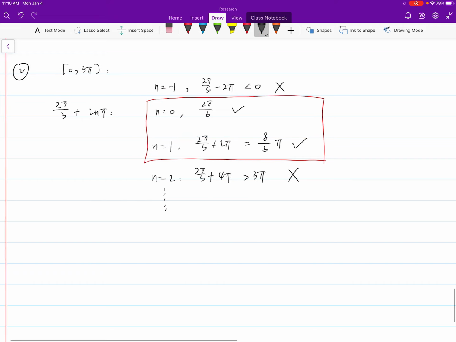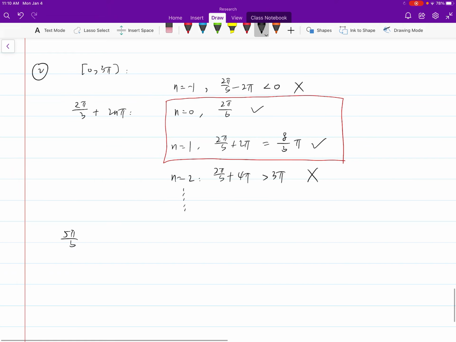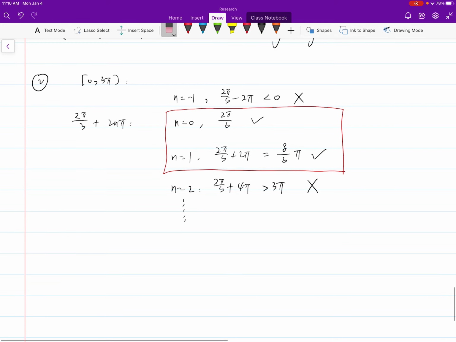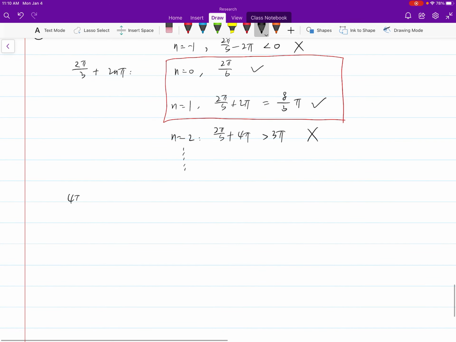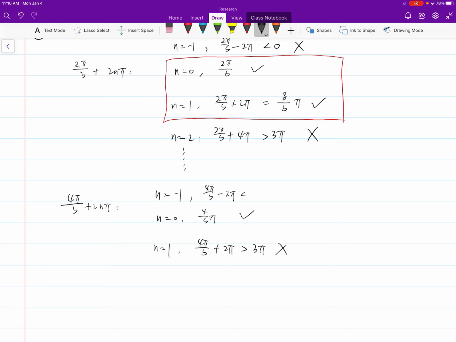Okay. Now you just need to repeat the same thing for the next selection. You have another one. That is 4 pi over 3. Okay, n equals 0. 4 pi over 3, qualify. N equals 1. 4 pi over 3 plus another 2 pi is bigger than 3 pi. Done. So only this one is qualified.